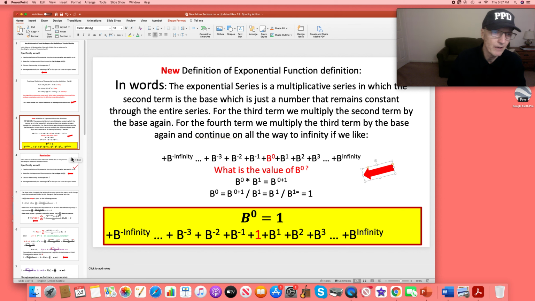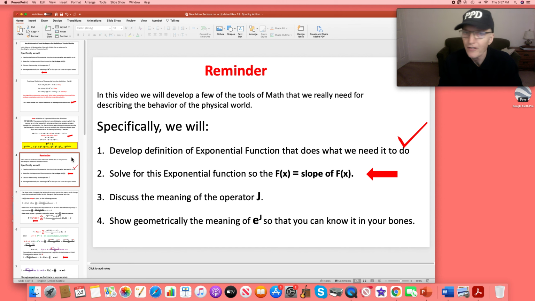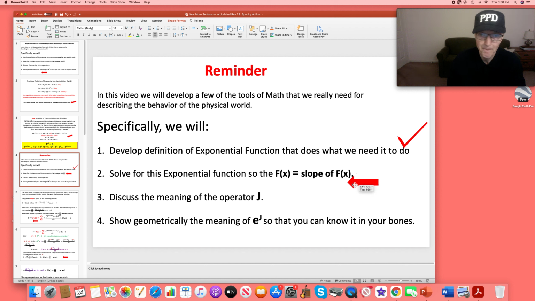So now, as I like to put the reminders back, what are we here to accomplish today? I said specifically, we will develop a definition of the exponential function that does what we need it to do. Okay, so I put a check mark there because we did that, right? So what's next? Number 2, solve for this exponential function so that f of x is equal to the slope of f of x. All right, so we're going to do that. I'll talk about it a bit more. And so that's all we need to know right at the moment.